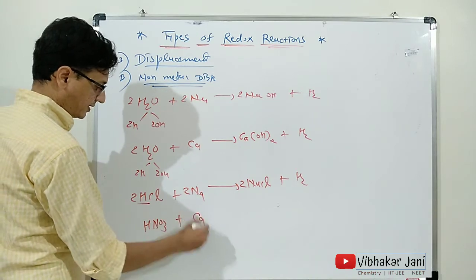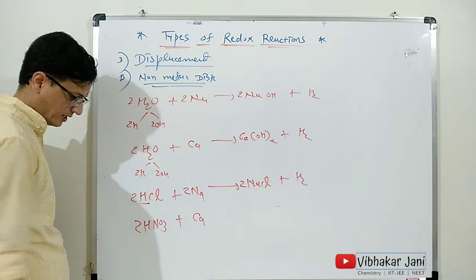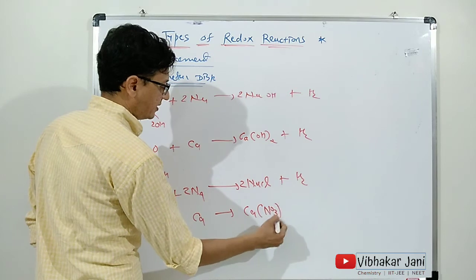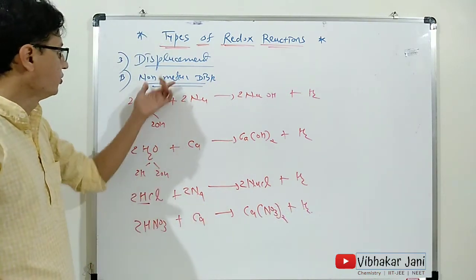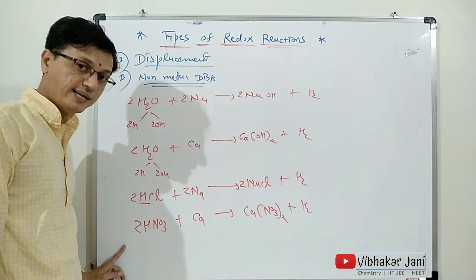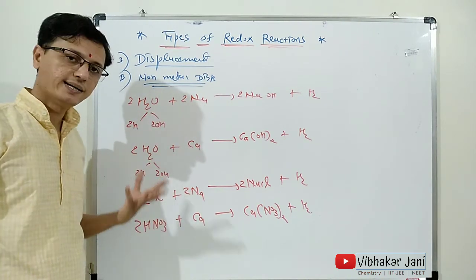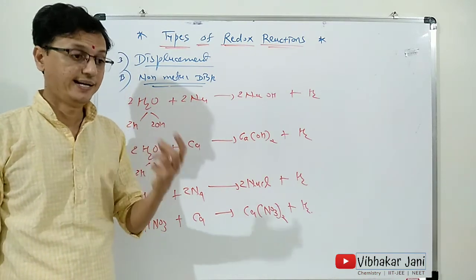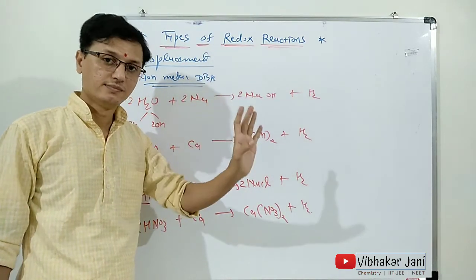Okay, one more example. HNO3 plus calcium. So again, this calcium will displace this hydrogen. We will take 2 moles of HNO3 and it will give us calcium nitrate. So these are the examples of non-metal displacement. Here, the non-metal is hydrogen in all these reactions and it is displaced by a more reactive metal like sodium and calcium. You can consider the reaction of Li, K, Ca, Na, Mg, Al, Mn, Cr, Zn, Fe, Ni, Sn, Pb.